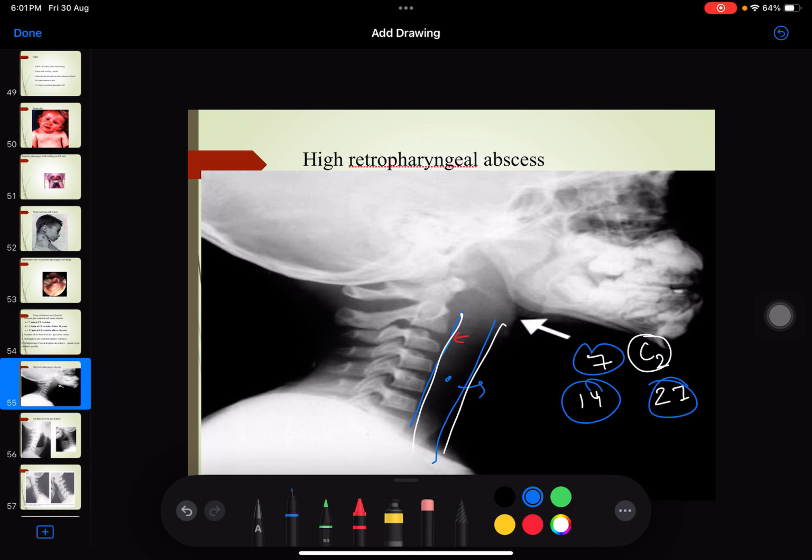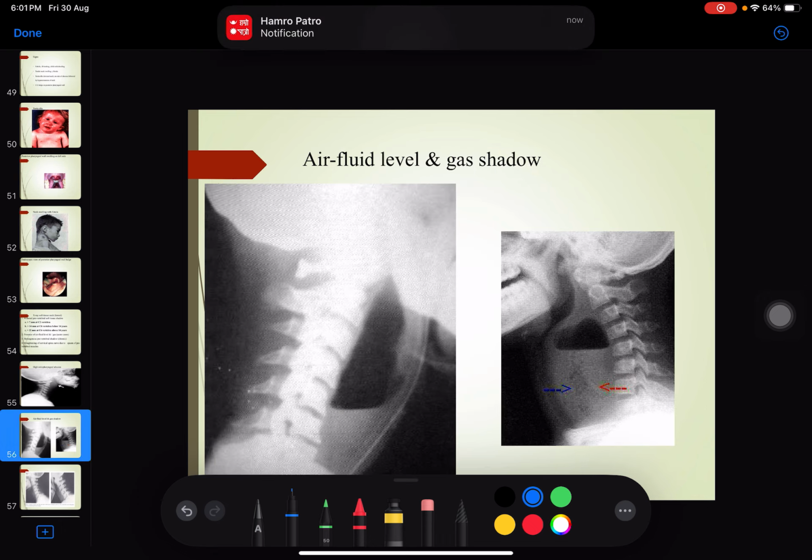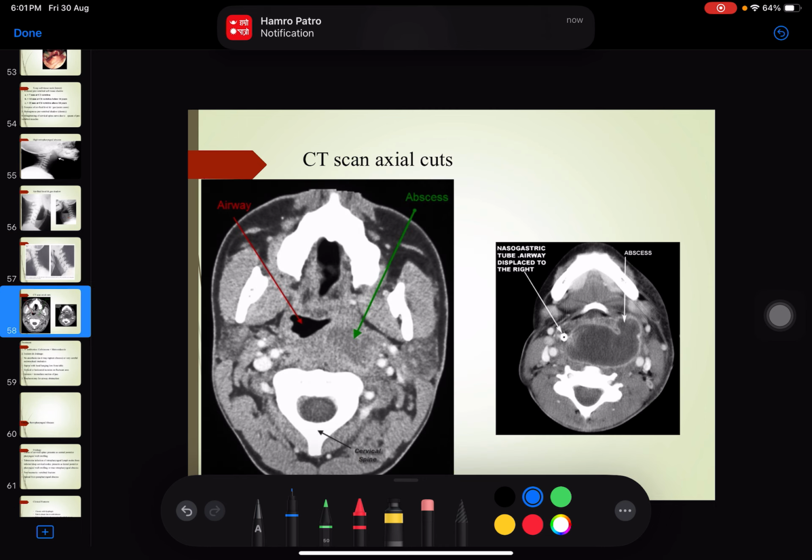And you can also see certain air bubbles at this particular area, and the soft tissue is actually increased in size, twice the size of the vertebrae. So you can see here presence of an air fluid level, straightening of the cervical spine, spasm of the prevertebral muscles, and certain air fluid levels may be seen. Now this was about the X-ray of retropharyngeal abscess.